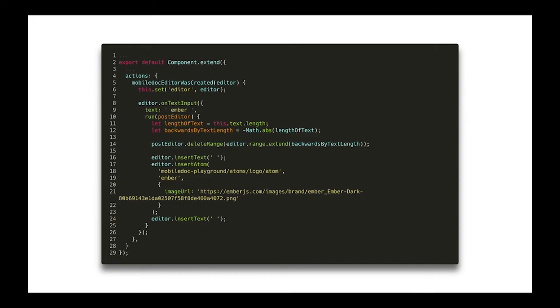So the first thing we do is delete the correct spaces back from the cursor position. This is done on lines 11, 12, and 14. Then we add the atom into the editor surrounded by spaces on line 16 to 24. Line 18 specifies the atom name, line 19 the text to use in place of the atom when required. Line 20 to 22 are the payload for the atom. It contains the image URL for the logo that should be used to replace this text.